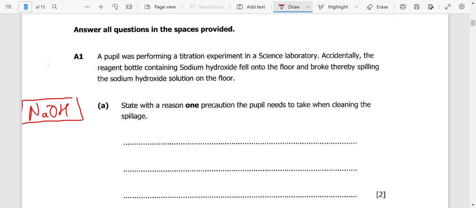Sodium hydroxide is an acid, right? No, this is a base. It's not an acid. Use English.